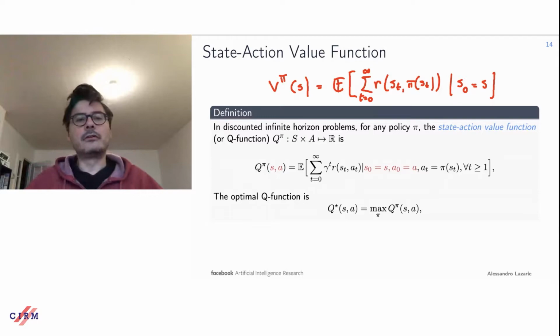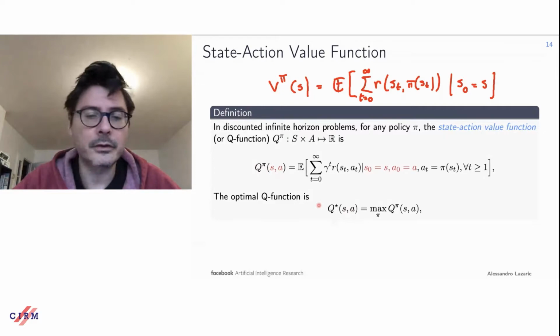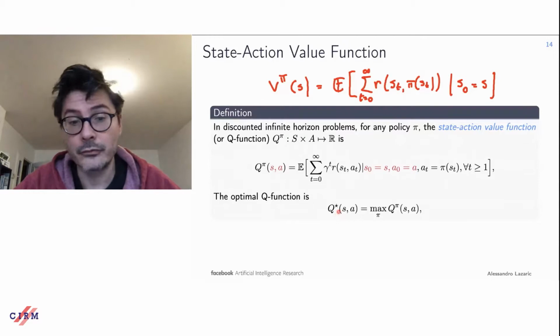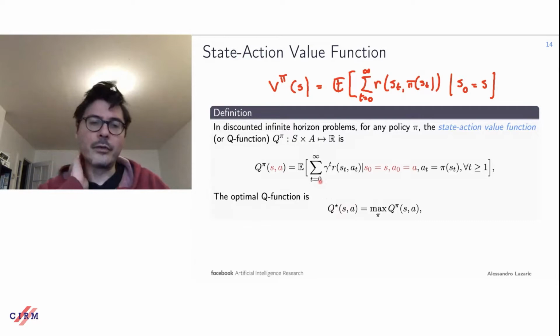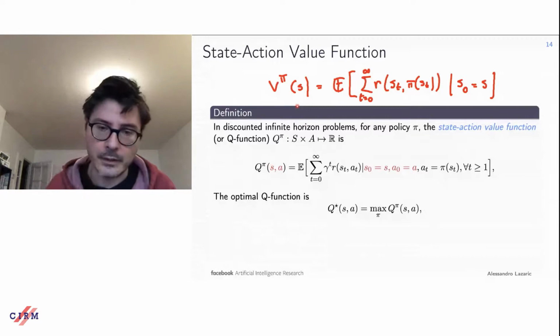So this is the action value function associated to a policy pi. Similarly as before, I can define q star as the action value function, or q function in short, associated to the optimal policy. So the policy that optimizes this one, or the policy that optimizes v pi, is exactly the same. So that's the reason why it's really a minor change, but it's very convenient.